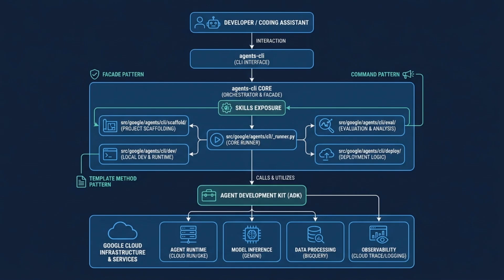The design philosophy here is key. Agents-cli is not another AI, but a tool for an AI. It acts as a high-level orchestrator, providing a simple facade over the complex machinery of Google Cloud. Its most innovative feature is its skills system. Now, these aren't executable code. They are structured documents designed to be read and understood by a large language model. This means an AI assistant learns the tool's intent and workflow, not just how to call a function. It's like giving a master chef a cookbook that explains the chemistry behind cooking, not just the recipe steps.